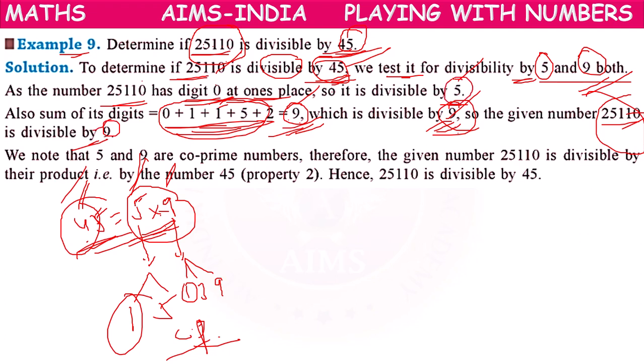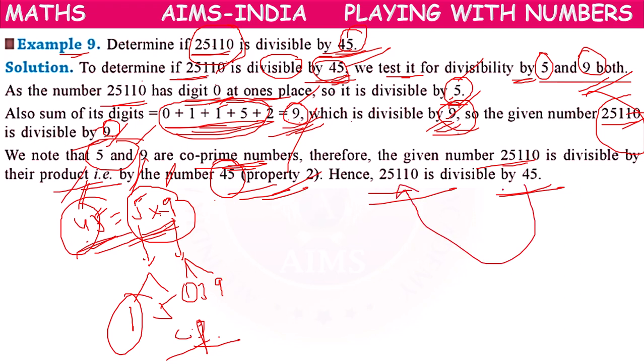And what is the special property of 5 and 9? 5 and 9 both are co-primes. So the number is divisible by co-prime numbers, and therefore it is also divisible by the product of those co-prime numbers according to property 2, which is 45. So it is divisible by 45. Here we have proved that it is divisible by 45 without actual division. But how? By using the properties and divisibility rules.